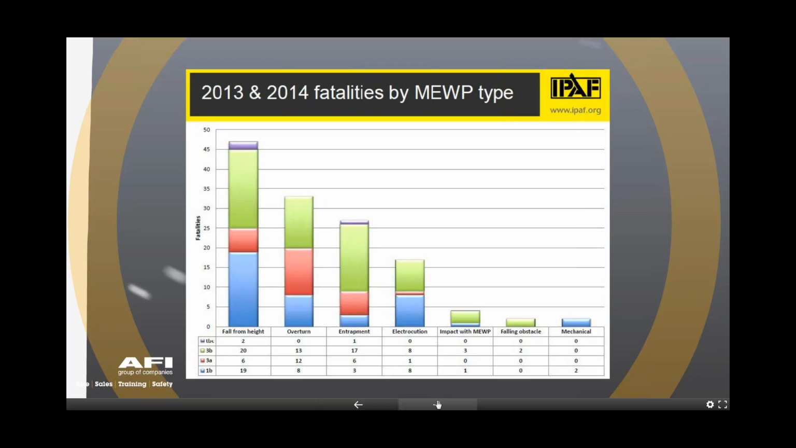So looking at that in itself, the overturns, it would allude there that 3A and 3B type machines offer the greatest potential risk of overturning, and obviously we have got the 1Bs not lagging that far behind.